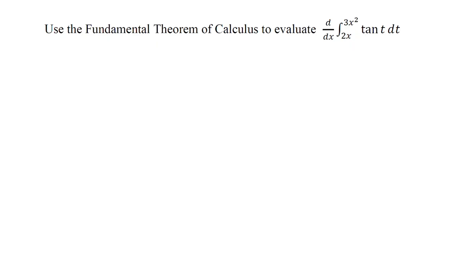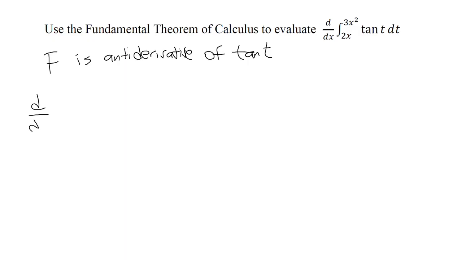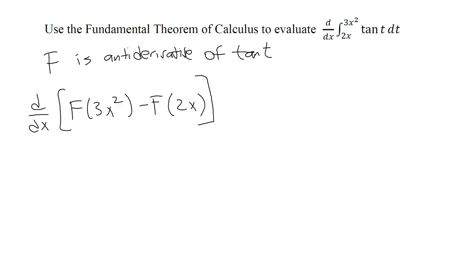All right, just a couple more of these to go. So for this one, we'll do the same thing. We're going to let capital F be an antiderivative of tangent. So what we've really got is the derivative with respect to x of capital F of 3x squared minus capital F of 2x.